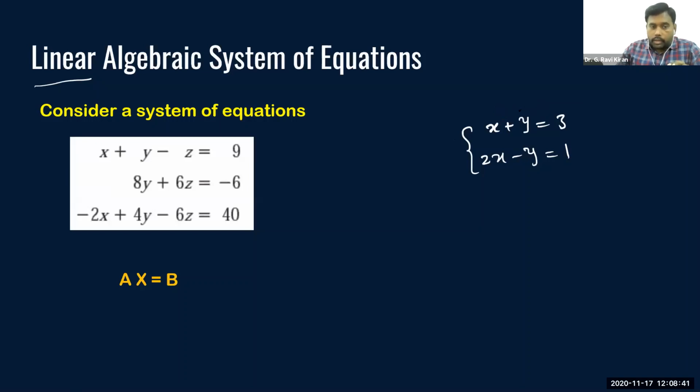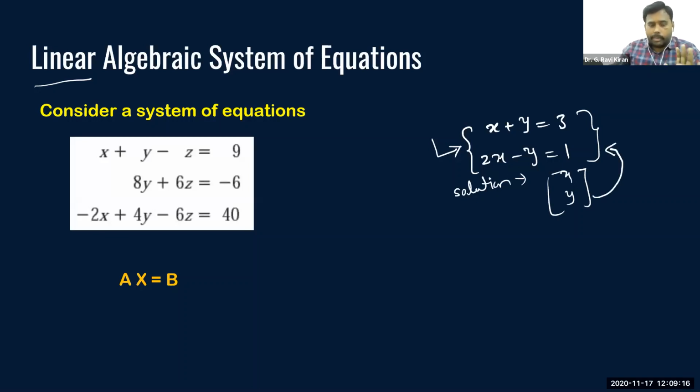Now when you are given this kind of system of equations, how do you find their solution? This is a system of two equations in two unknowns. When you are given a system of two equations in two unknowns, how do you find the solution of this system? What do you mean by solution? Solution means finding the values of x and y which satisfy this system simultaneously. I mean, this combination satisfies all the equations simultaneously.